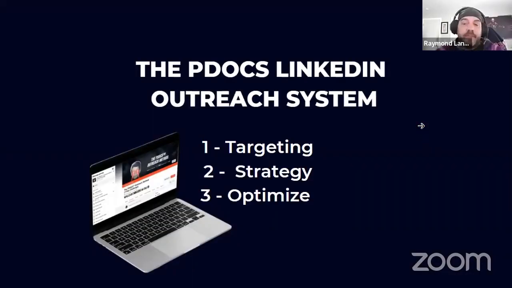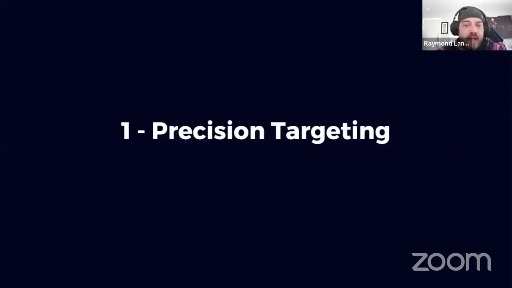So let's talk about the PDOCS LinkedIn outreach system and the 3 aspects of it, which you see here on the screen. We're going to keep this really basic. I'll go into a little bit of targeting, strategy, and then results at the end, but we're not going to go super in depth here. I just want you to have an overview of what's covered. So again: targeting, strategy, optimization.